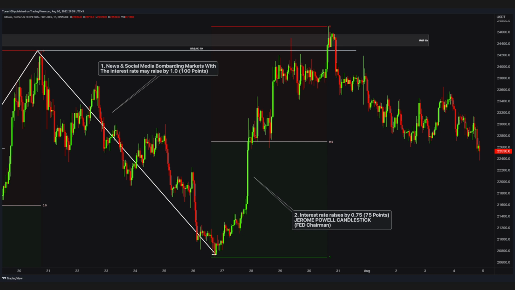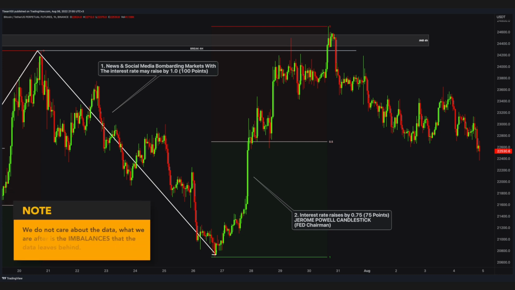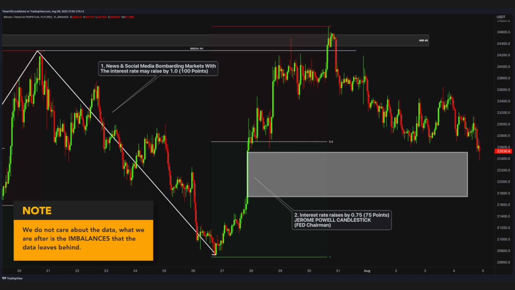So, what should we do? First of all, we shall not trade these news and data releases. We are saving our money by not taking a 50-50 chance. Secondly, these catalysts will leave giant imbalances behind that we can use later on as targets and entries. Look at the size of the imbalance. It is incredible. How did it happen?